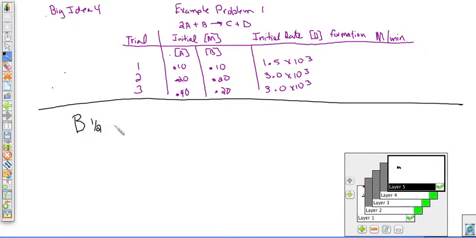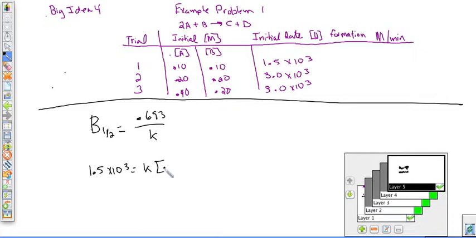So the half-life of B is going to equal... okay, so B, half-life. That's going to equal, we know that a half-life for a first order is 0.693 divided by the rate constant. Now, we're going to have to solve for this rate constant real quick, which is pretty easy. Let's just take this first one right here. So we know that the rate, 1.5 times 10 to the third, is going to equal the rate constant times B to the first order, and A is not included.